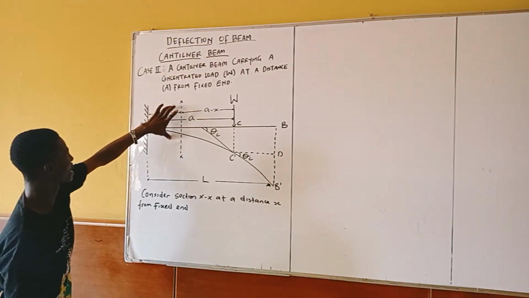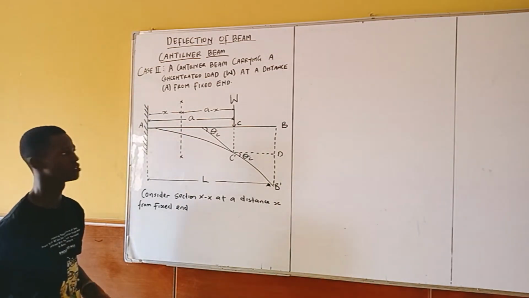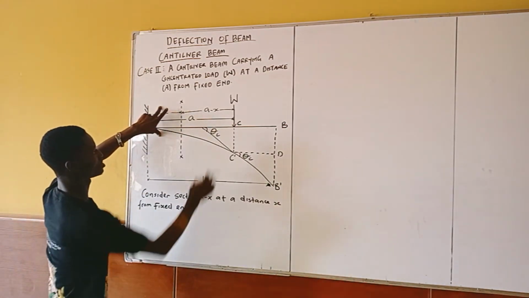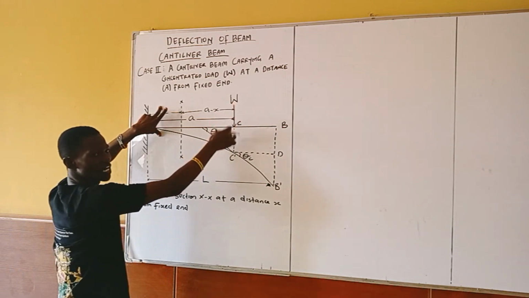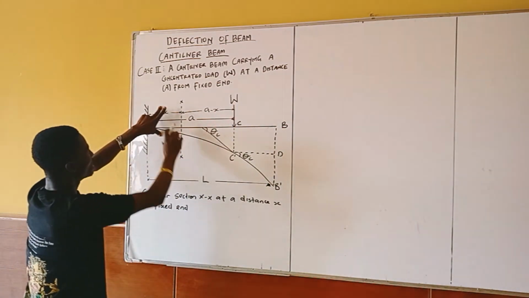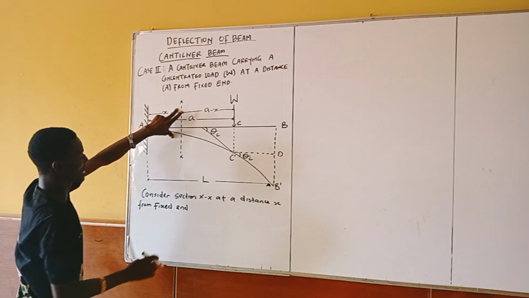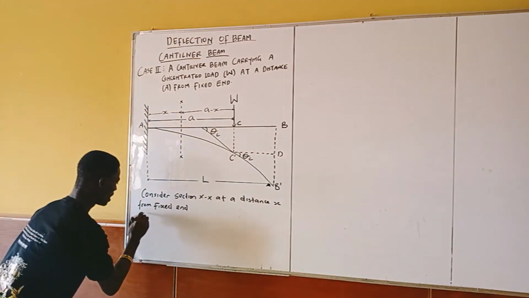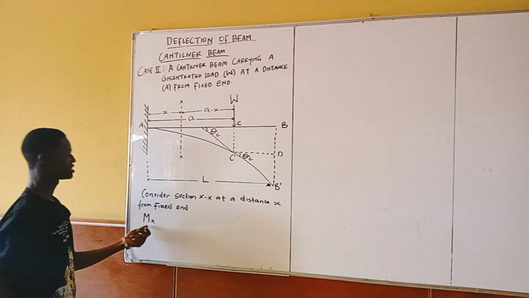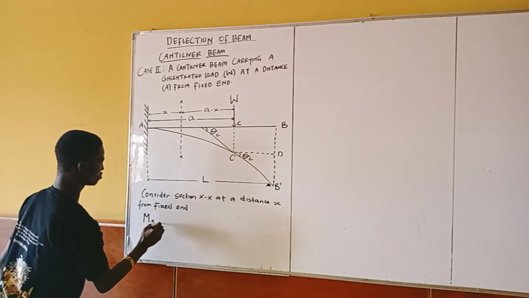And you can see that at this fixed end part, there is no force here. So the force that is placed on this beam is the W, which is acting at point C. So for me to get my moment at this section XX, I'm going to have my Mx, the moment at section XX equals to what?